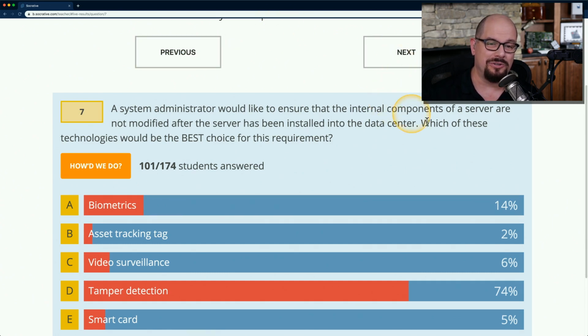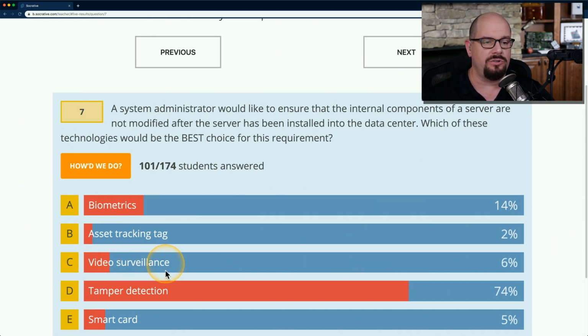We want to ensure the internal components of a server are not modified. I didn't even give any context. Biometrics. No. What are you talking about? You mean getting in the door? You mean biometrics in general? Biometrics in general don't provide any notification that anybody has gotten into a device. All they are used for is authentication, and that doesn't really apply in this particular scenario.